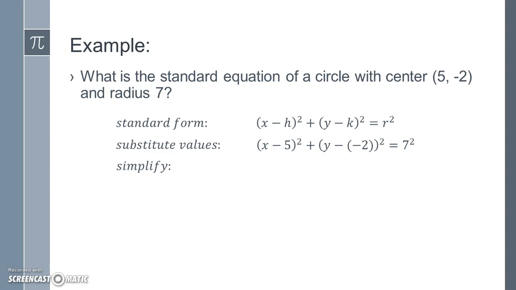Minus negative becomes plus 2 inside the y minus k part. So it's y plus 2. And then 7 squared is 49. And we can go ahead and fill that in. And this is our answer. This is the equation of the circle.